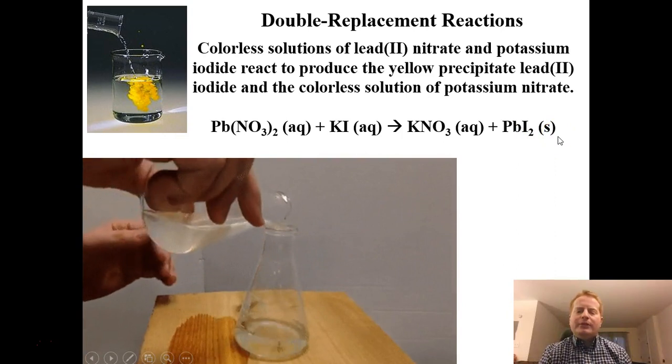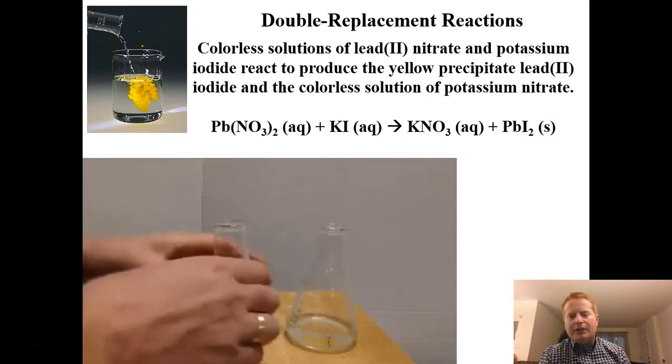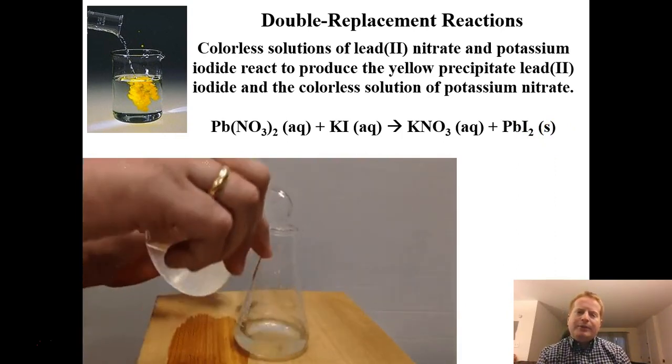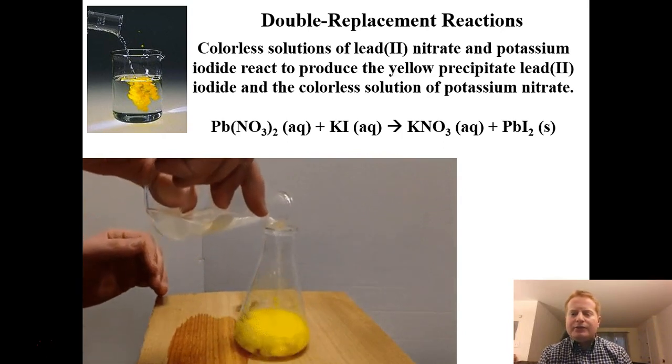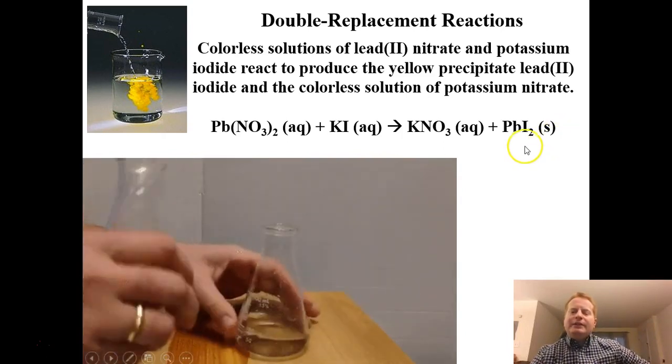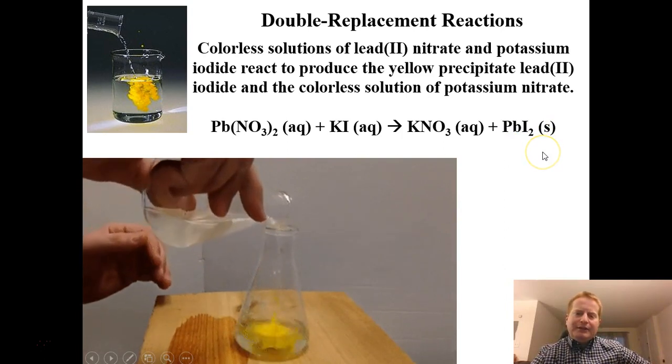That's an indicator that a reaction has occurred. And the term for that is called a precipitate that formed. That's what that solid is called. So in this case, the precipitate that formed was lead-2 iodide.